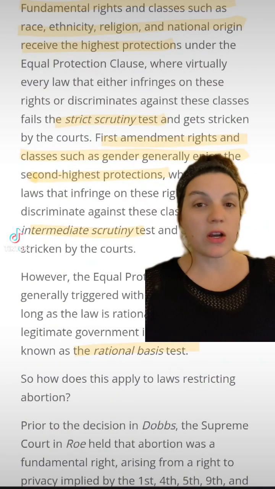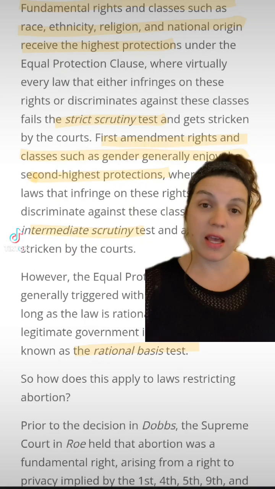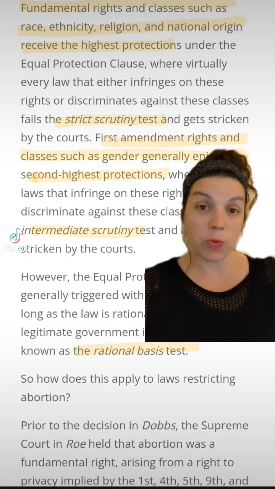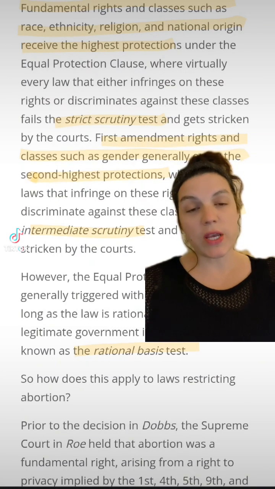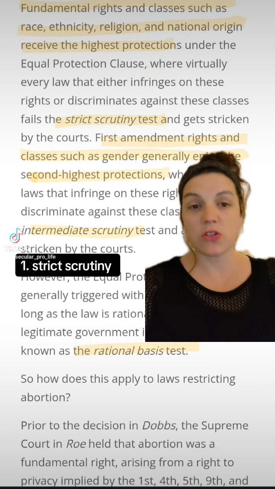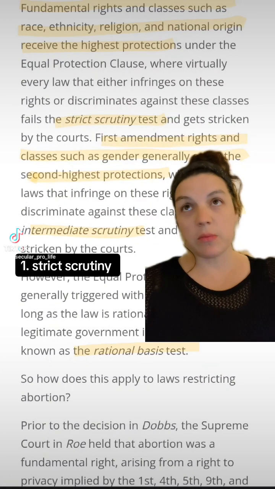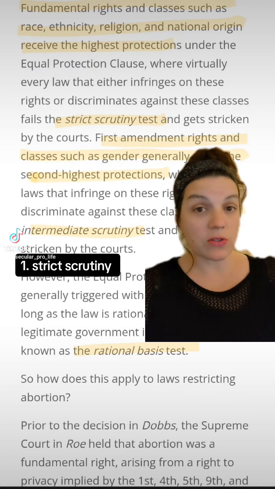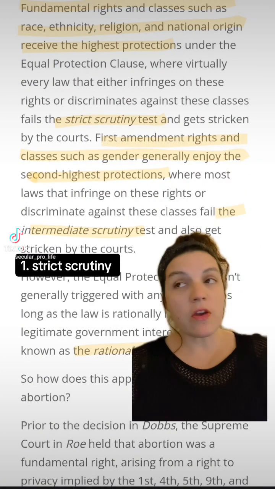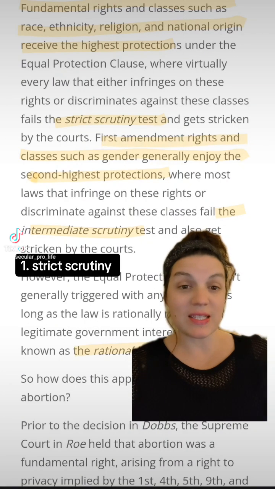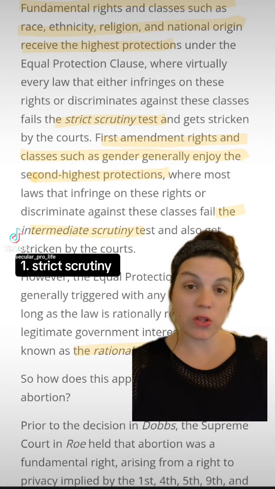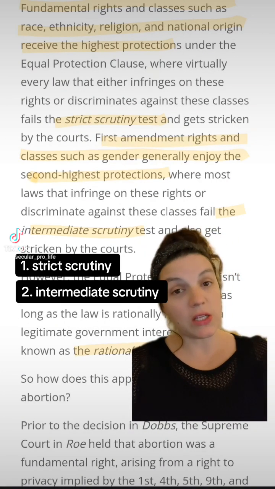First, Copeland explains that there are different kinds of rights and different classes that receive different levels of protection from the Equal Protections Clause. Classes such as race, ethnicity, religion, and national origin receive the highest protections, and any laws that might infringe on those classes must pass strict scrutiny. This basically means that most laws that seem like they might infringe on those classes get struck down by courts. And there are other classes such as gender which receive the second highest protections, and laws that may infringe on those classes have to pass intermediate scrutiny tests.